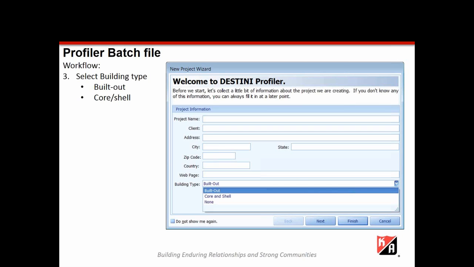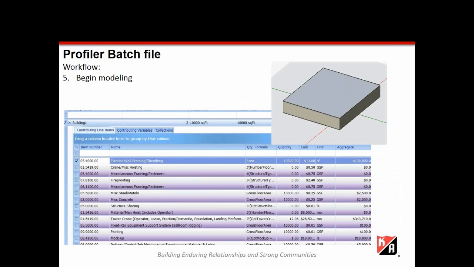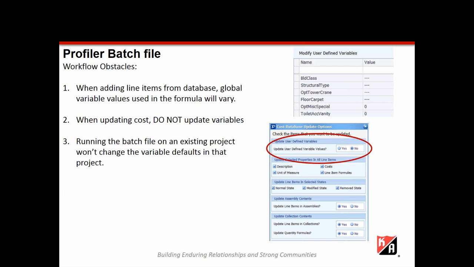So you first select your building classification, and then you tell Profiler, is this built out or a core and shell? And you select one or the other, and then it will assign some quantities and line items based on what you've picked. Then you hit finish, and you start modeling. So that's really it. And then you save it, and you move on like you normally would.